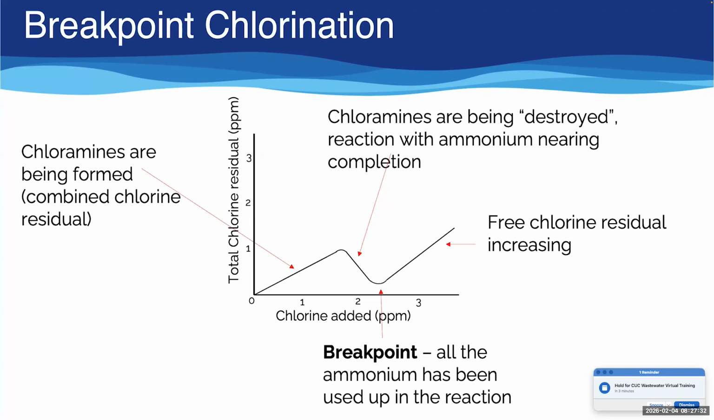Again, you're probably not going to have to do any math related to this on a level 1 exam, but you are going to have to be able to identify where the break point is and what's going on. So again, this is an example graph. Any graph from your site might look a little bit different. It's going to depend on the amount of ammonium that's present. The more of that there is, the longer it takes to get to that break point, or more accurately, the more chlorine you need to get there.